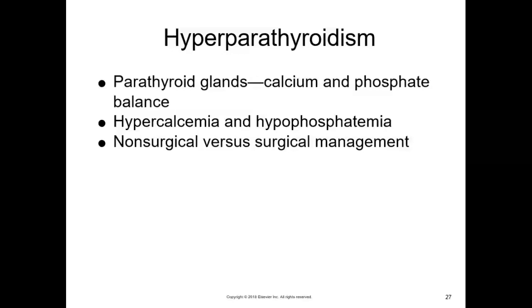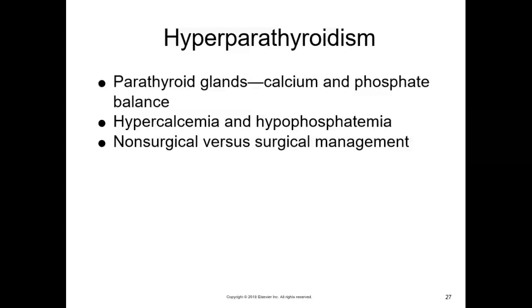This lecture will go over hyper and hypoparathyroidism. First, we'll start off with hyperparathyroidism. The parathyroid glands maintain calcium and phosphate balance. Serum calcium level is normally maintained within a narrow range.